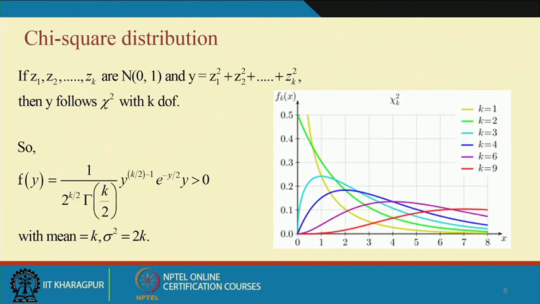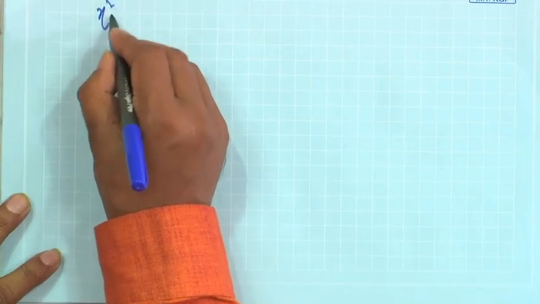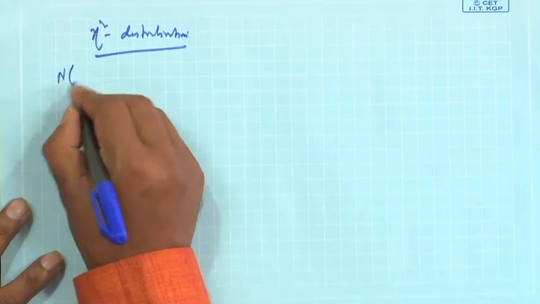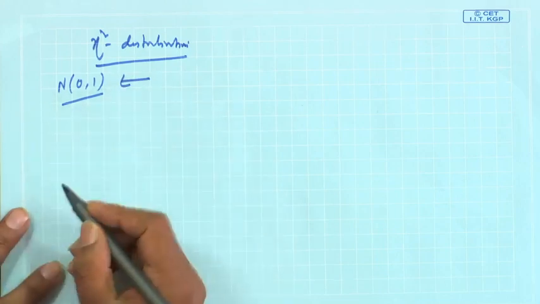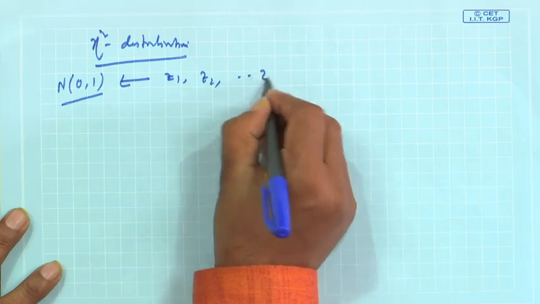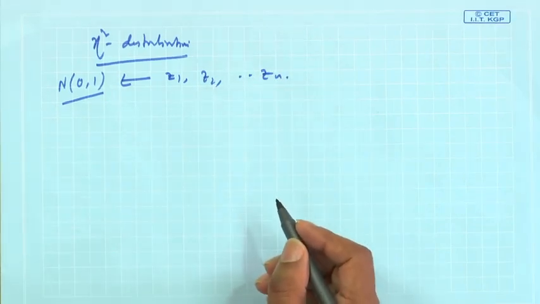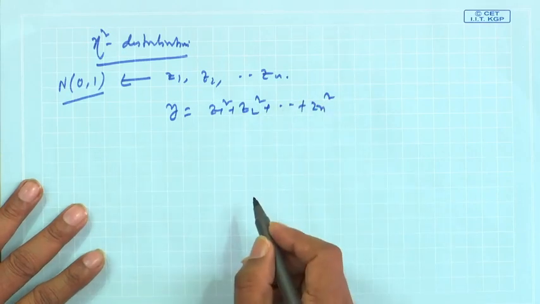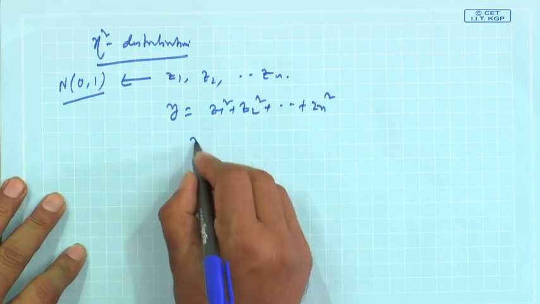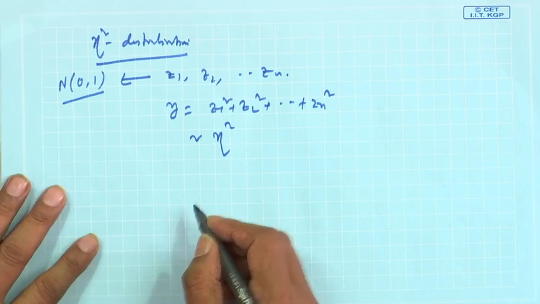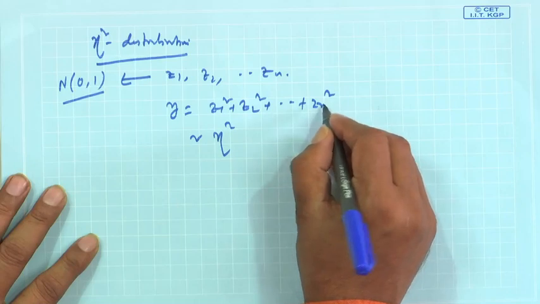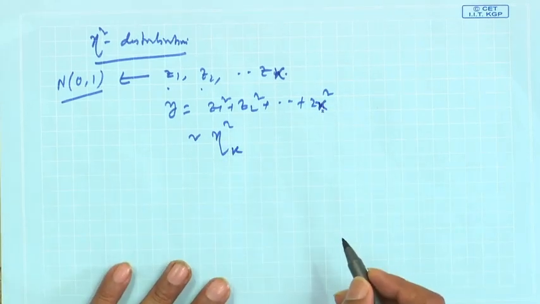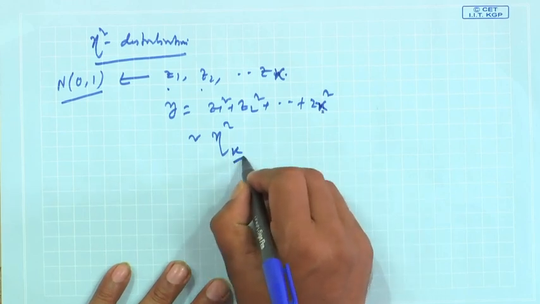Now, we will discuss another important distribution, which is known as the chi-square distribution. Let us assume that you have a unit normal distribution, that means the population is unit normal, and you have collected n observations z1, z2, zn. Now, if you create one variable called y, which is z1 square plus z2 square plus zn square, then this y is chi square distributed. Because we have used n several times, let it be k: z 1, z 2, z k. Then it will be chi square k, that means chi square distribution with k degrees of freedom.